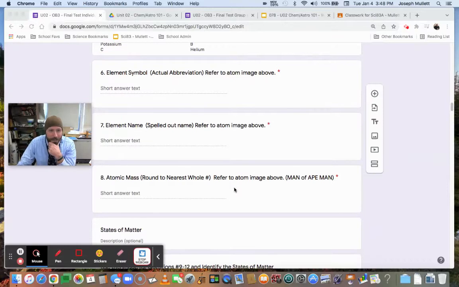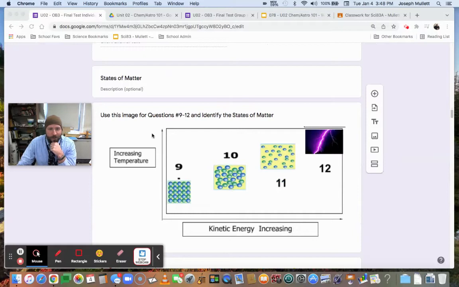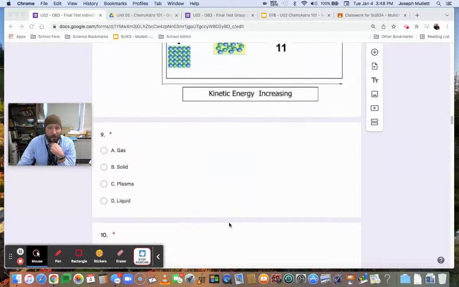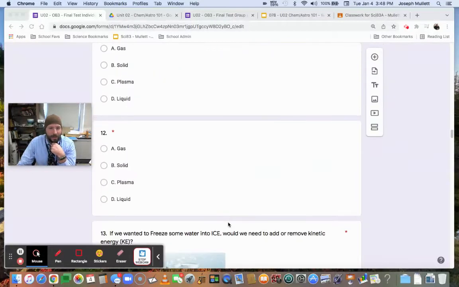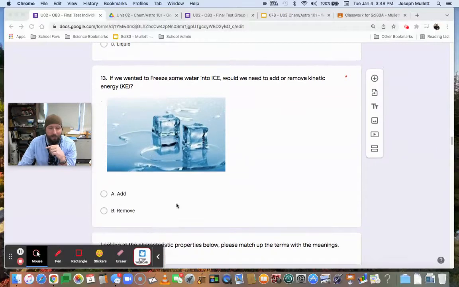All right, so scrolling down here, states of matter. 4 questions. We have an increasing temperature on the left-hand side, the y-axis, and the x-axis has kinetic energy increasing. So you need to identify the different states of matter here. 9, 10, 11, and 12. 13 is a question about the kinetic energy, and if you were to move from one state of matter to another, in this case, if you were to freeze some water into ice, would you need to add kinetic energy or would you need to remove it? That's based upon the graph up above.